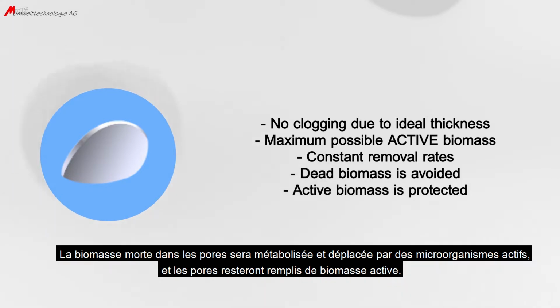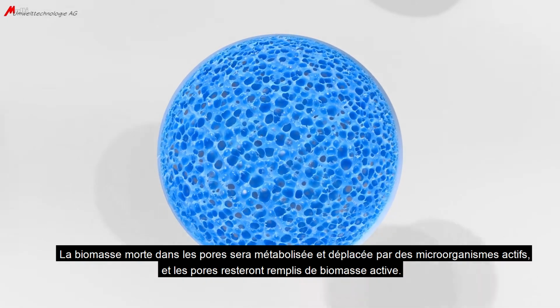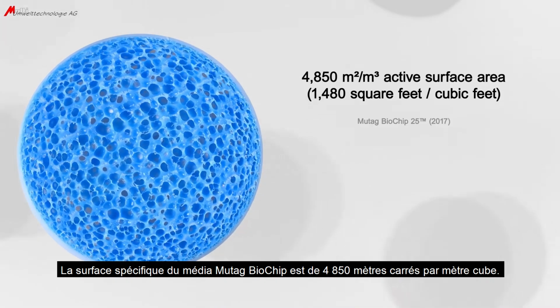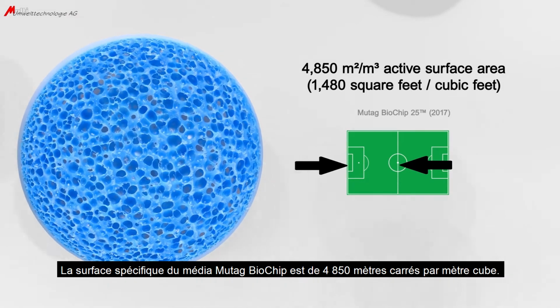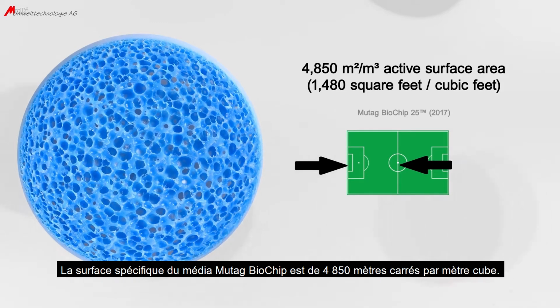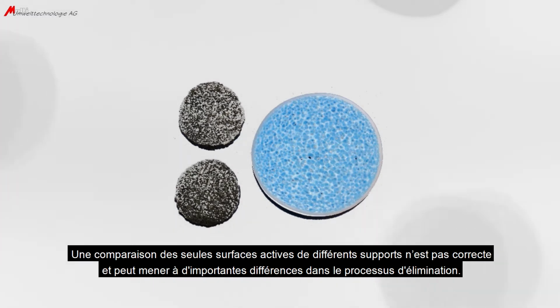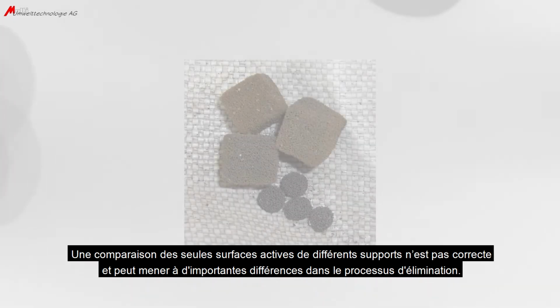Dead biomass in the pores will be metabolized and displaced by active microorganisms, whereas the pores are permanently filled with active biomass. The active surface area of the Mutag BioChip is certified with 4,850 square meters per cubic meter or 1,480 square feet per cubic feet. It is, however, not the surface area which is important for the removal performance. Crucial is the amount of active biomass in the pore system. A pure surface comparison of porous carriers is not correct and can lead to extreme differences in the removal performance.